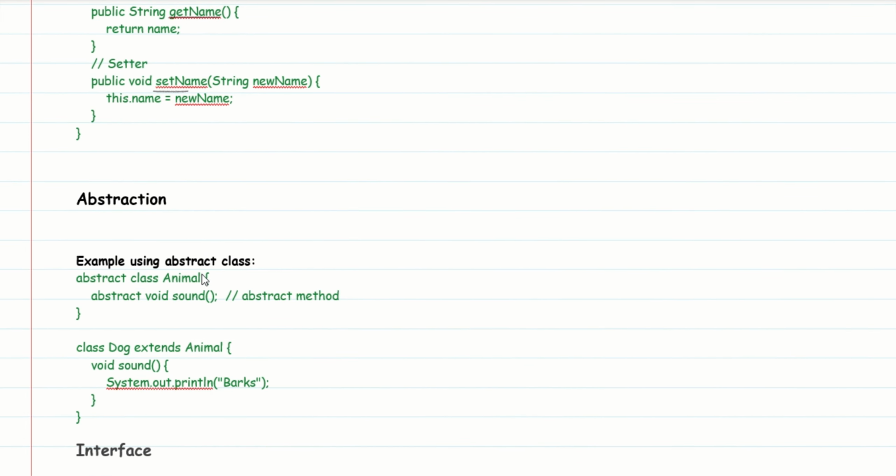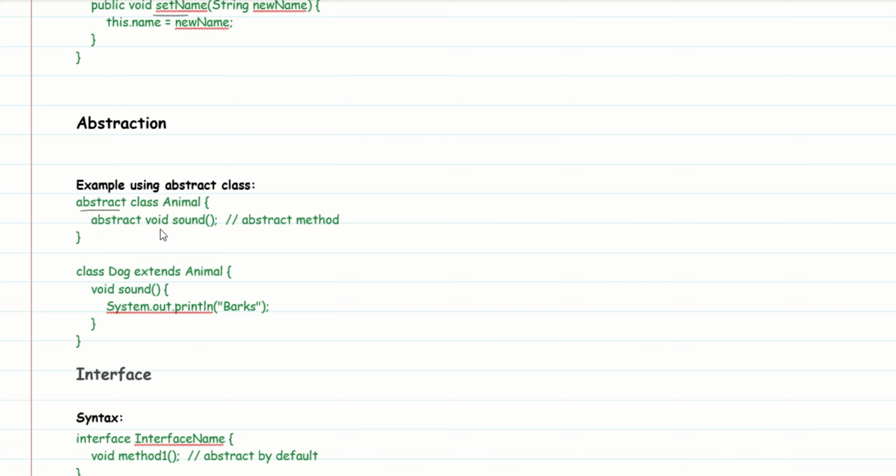Then we have abstraction. Abstraction means hiding unnecessary implementation details and showing only the essential features. This we can achieve through abstract classes and interfaces. So here is the abstract class. The class becomes abstract when we have the abstract keyword. Here you can see it's an abstract method. It doesn't contain anything. It's just a method without any implementation or statements. That implementation we will do in another class by extending it.